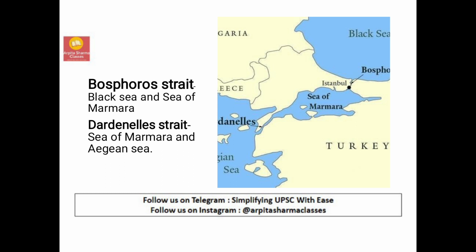What is the Bosphorus Strait connecting? It is connecting the Black Sea with the Sea of Marmara. You can see the Black Sea here and the Sea of Marmara here. This Bosphorus Strait is connecting these, and it is present in the region of Istanbul.